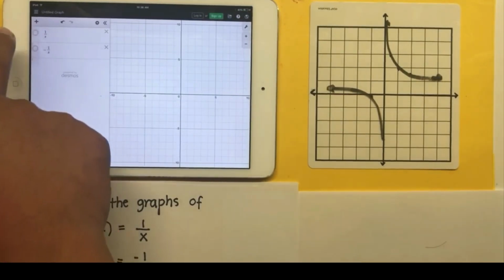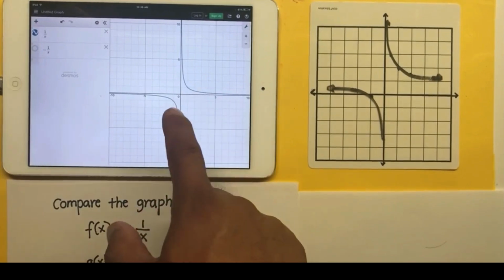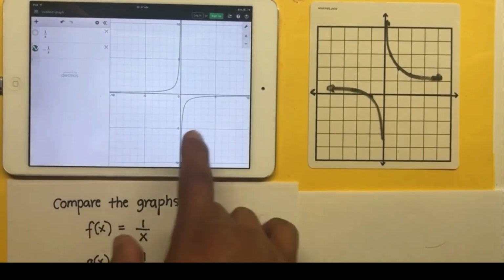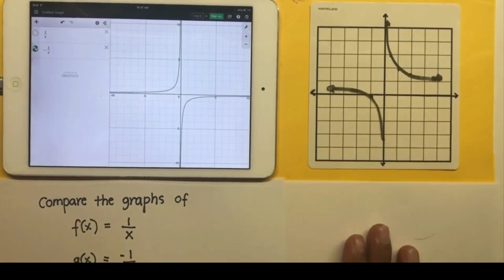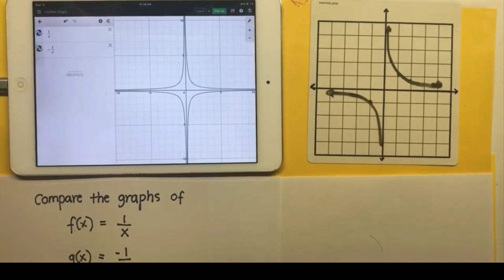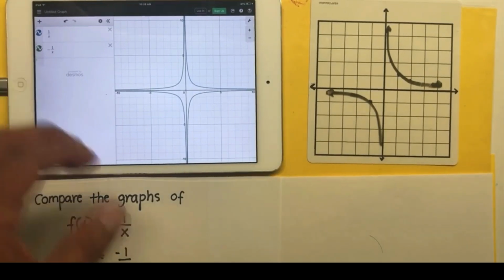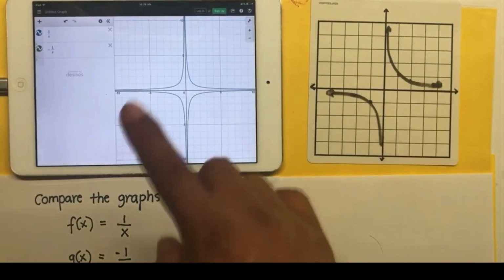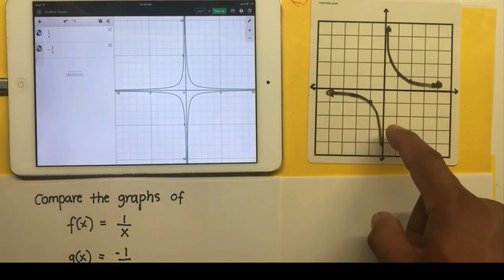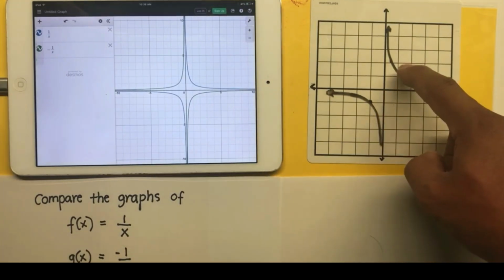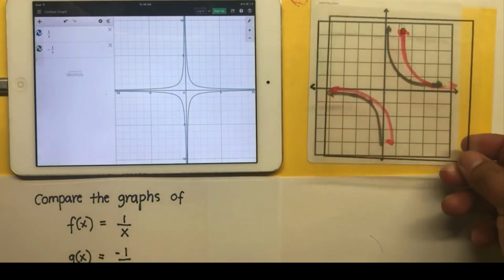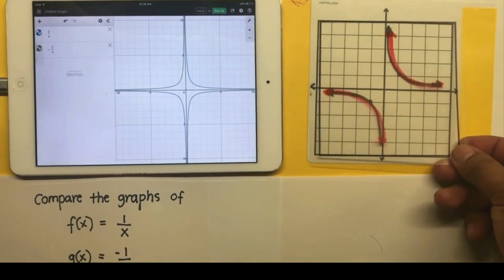This is the parent function, f of x equals 1 over x, and this is the second function, g of x equals negative 1 over x. The question is, what happens from the first graph to get the second graph? So to understand what happened to the graph of f of x equals 1 over x and how it compares with the graph of g of x equals negative 1 over x, I trace here the graph of f of x equals 1 over x. What I'm going to do is I am going to trace that. So it's the same graph, f of x equals 1 over x.